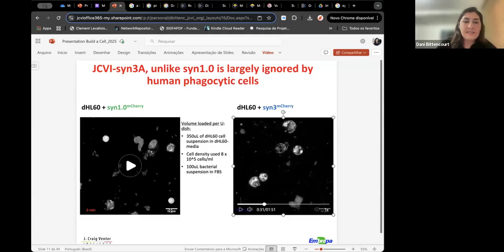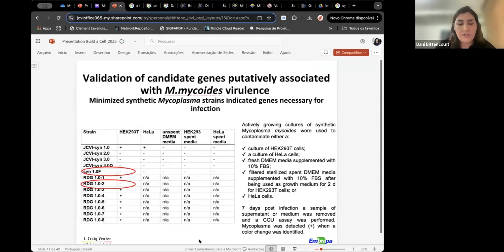So in this sense, we decided to look for which genes are responsible for these characteristics, which genes present in Mycoplasma mycoides and even in JCVI-syn1 are capable of making them infectious, let's say, of making them survive in co-culture with cells, that are not present in syn3.